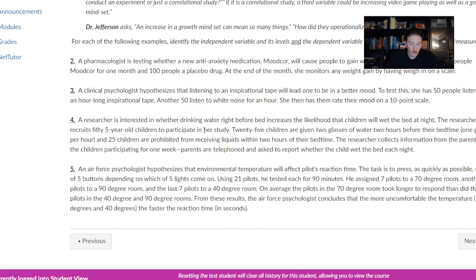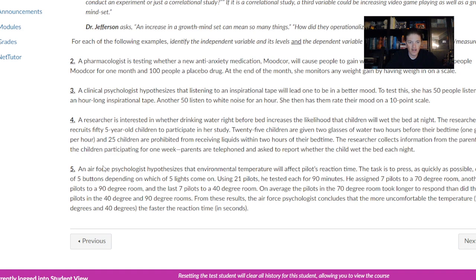For number 4, we're looking at drinking water before bed as our independent variable. And our 2 conditions, right, we have 25 children who are given 2 glasses of water 2 hours before bed. And then we have ones that are prohibited from receiving liquid within 2 hours of their bedtime. Our dependent variable then is did they wet the bed or not, which is reported by the parents.